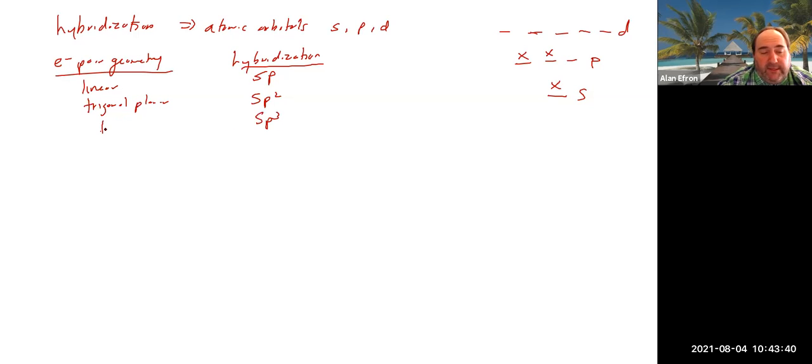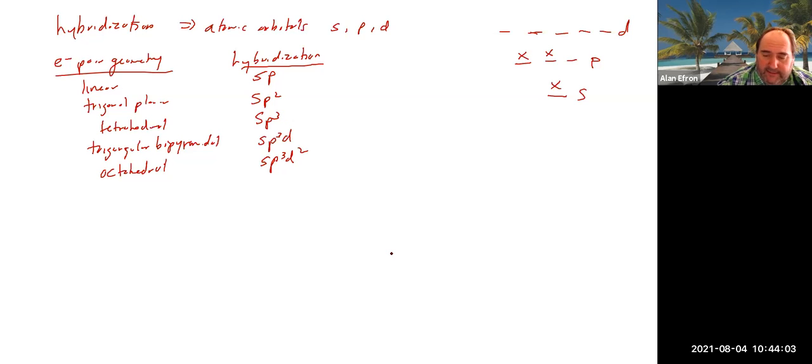sp3 is tetrahedral. Then we have some for our expanded octet: sp3d, which is triangular bipyramidal, and sp3d2, which is our octahedral. And again, what I drew there on the right is something very simply done and very easily used to help you identify the hybridization of things.